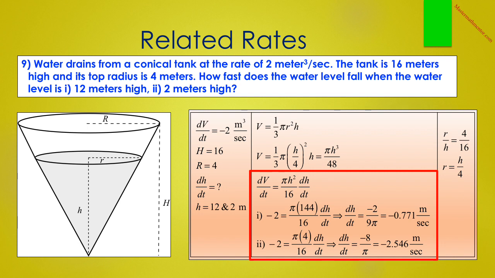And finally, realize that when the height is 12 meters, the rate that the water level falls is very slow. But when the water level is only 2 meters high, it falls at a much faster rate because the radius is smaller, and therefore there is not nearly as much water in the tank.